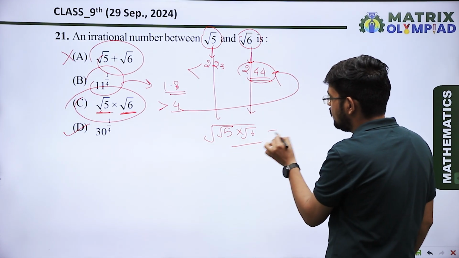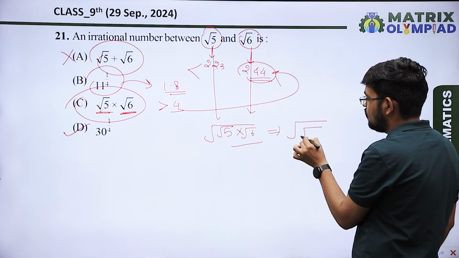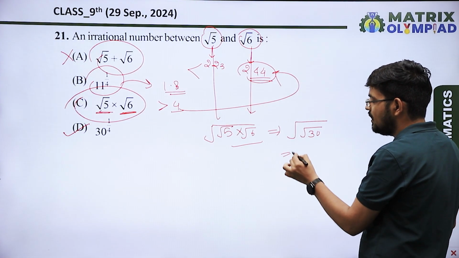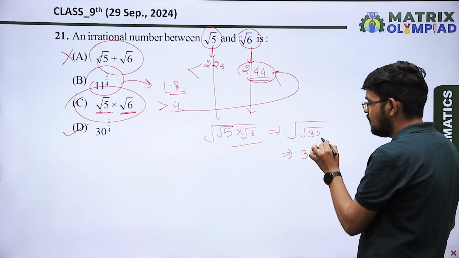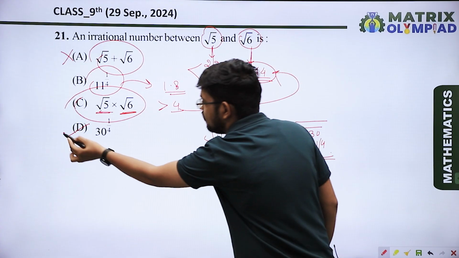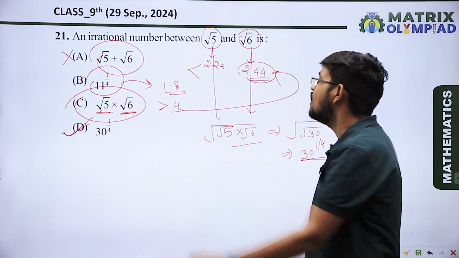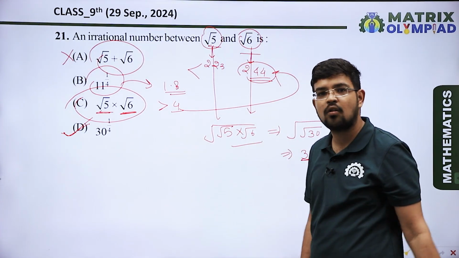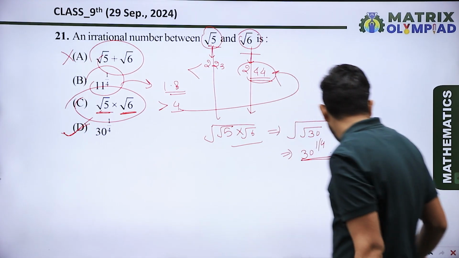So when we solve, we will get root of root 30, that is 30 raised to power 1 by 4. So 30 raised to power 1 by 4 definitely lies between root 5 and root 6. So our option D is the correct answer.